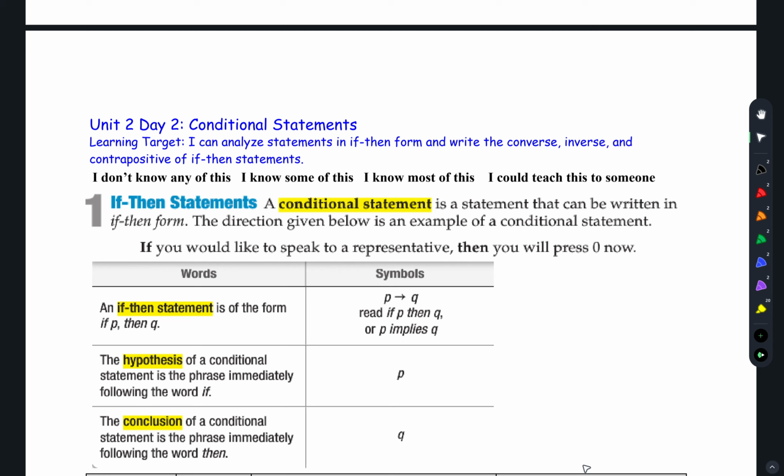2.2 is all about conditional statements. First of all, what is a conditional statement? A conditional statement is a statement that can be written in the form if-then. The direction below gives an example of a conditional statement. If you would like to speak to a representative, then you will press 0 now. So that if-then part is what makes a conditional statement.